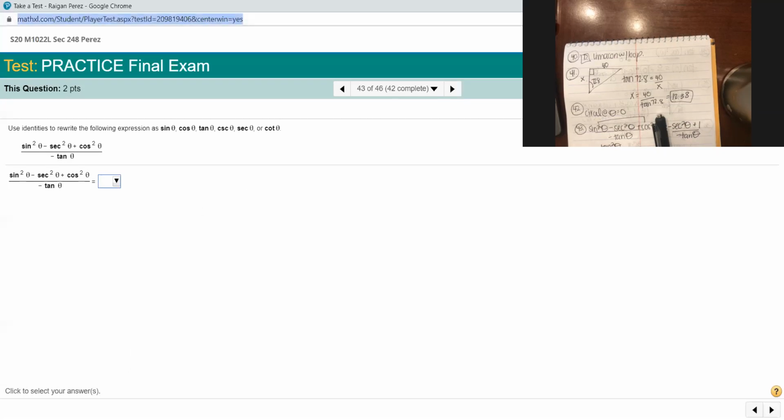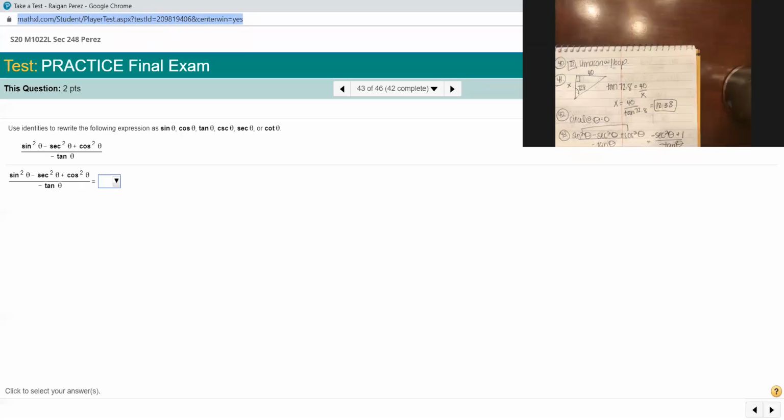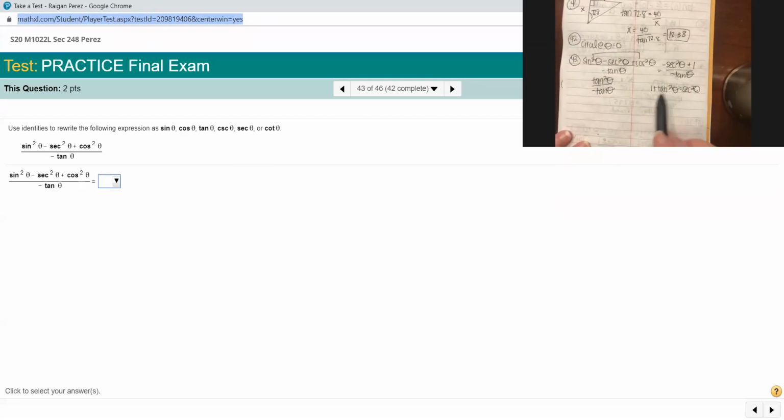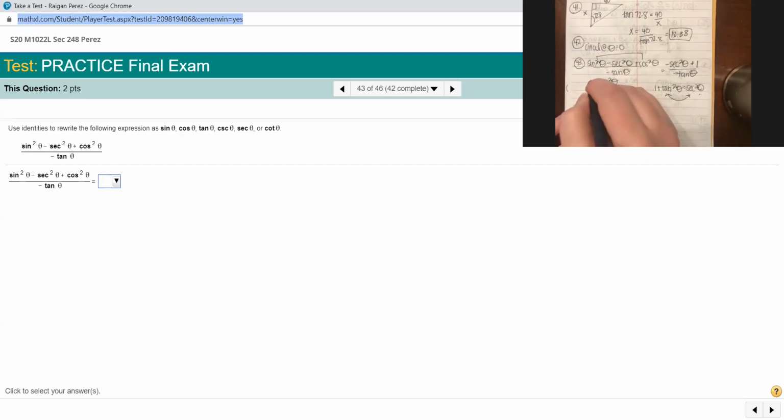I'll pause the video for you. Okay, I looked it up, and this is it. 1 plus tangent squared theta equals secant squared theta. So if I have a secant squared theta negative, that means it came over here, and the tangent came over there. So those two switch spots. So that means the tangent is also negative. So that means these two negatives are canceling out, and this is canceling with one of those. So we got tangent theta.